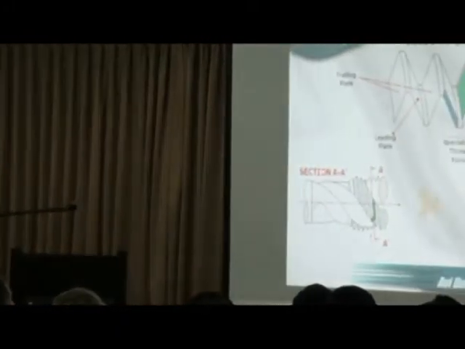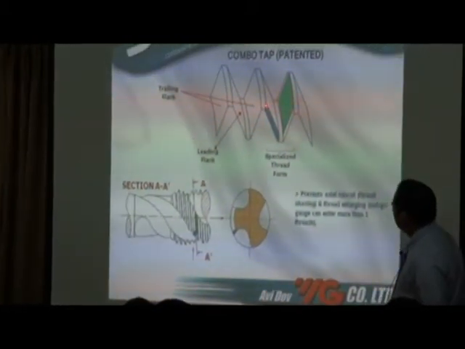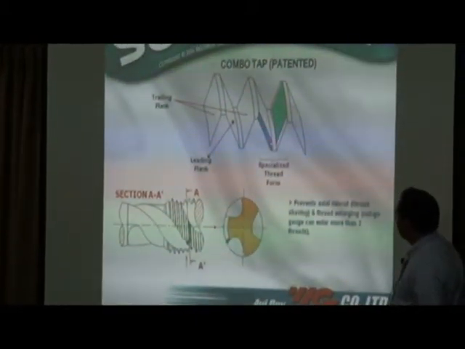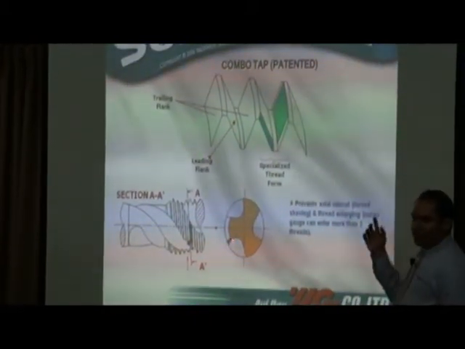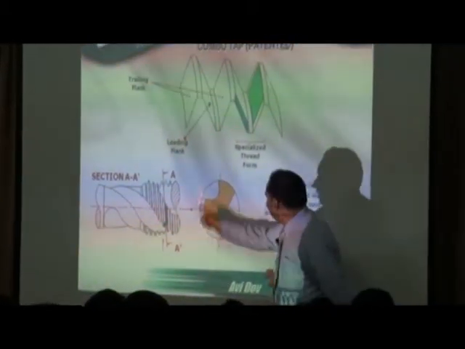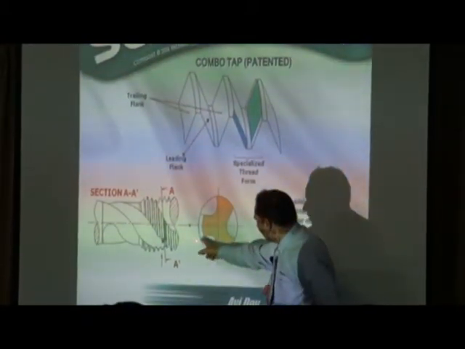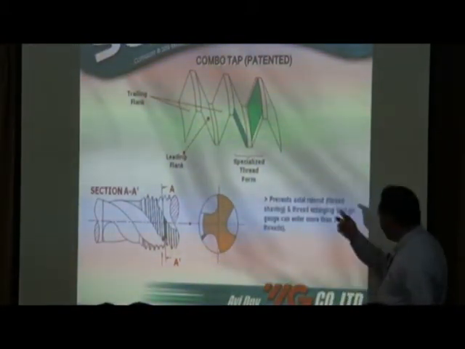We can see the cross-section AA here, and we can see we are grinding a special chamfer. Es un diseño patentado de la geometría del macho, el combo tap, donde vemos en la parte azul un chaflán que se le hace en esa parte del diente, y aquí lo podemos observar. Es un diseño patentado para prevenir la fuerza axial.